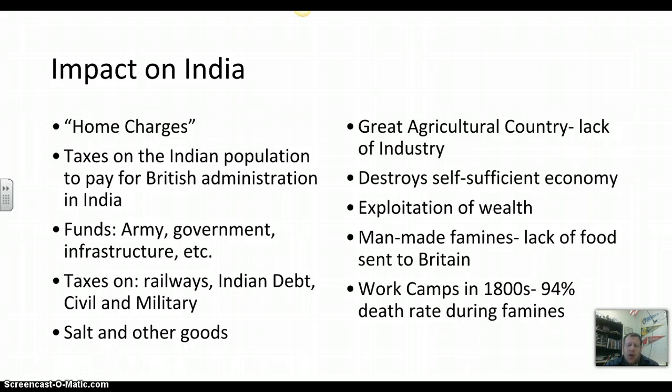They taxed railways, so when you rode the train, you had to pay a tax on it. If an Indian person took out loans, they had to pay tax on the loan, the debt they took out. There were taxes for civil and military services. All these things got taxed on Indian people to pay for the administration that was happening in India. They put taxes on goods like salt and other things that were essential for living.